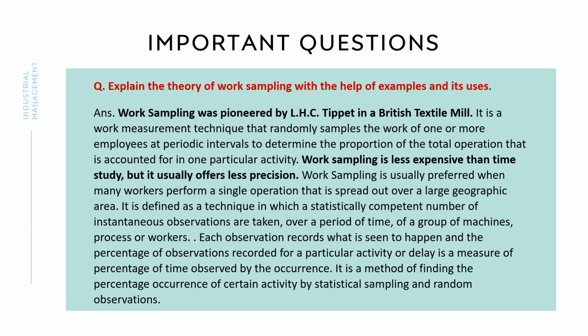Work sampling is less expensive than time study, but it usually offers less precision. Work sampling is usually preferred when many workers perform a single operation that is spread out over a large geographic area. It is defined as a technique in which a statistically competent number of instantaneous observations are taken, over a period of time, of a group of machines, process, or workers. Each observation records what is seen to happen, and the percentage of observations recorded for a particular activity or delay is a measure of percentage of time observed by the occurrence.